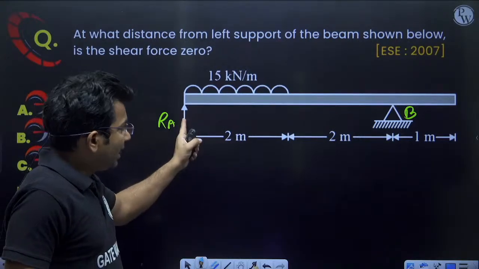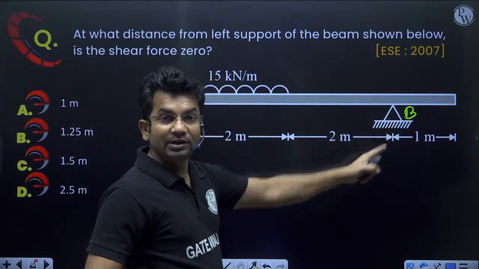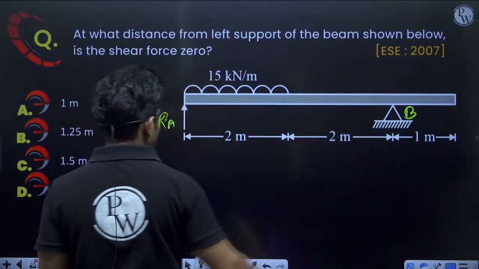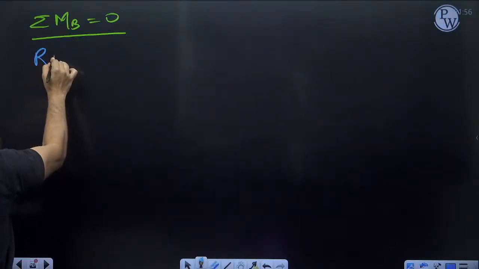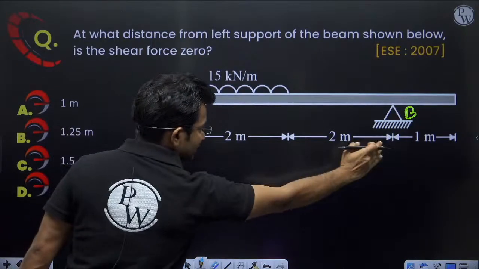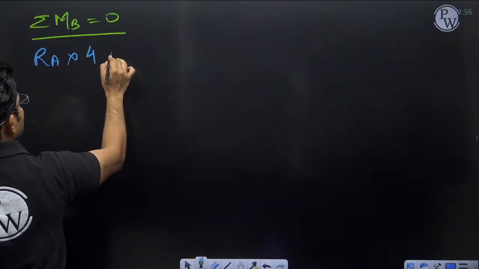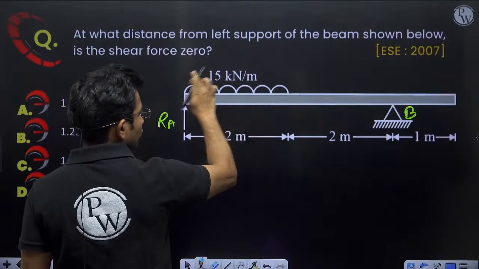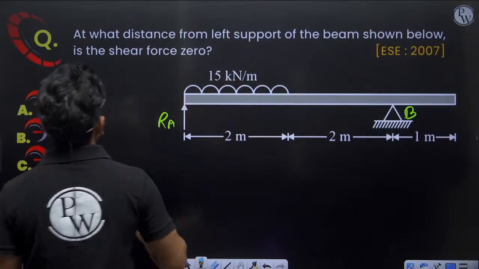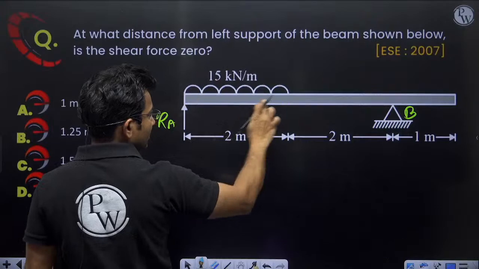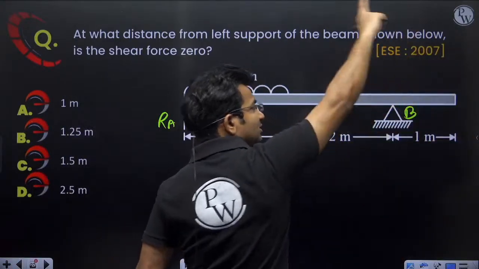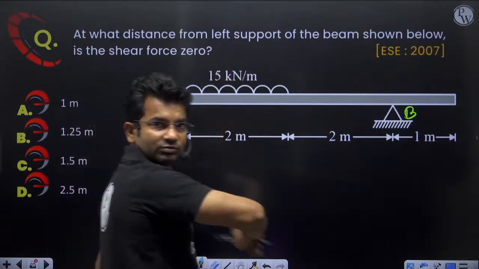Okay, so what will be the moment because of RA? RA into perpendicular distance. What is the perpendicular distance? 4 meter. So RA into 4. Okay, minus, what is the total load here? Total load is 15 into 2. So minus 15 into 2. Now because of this UDL, we will be getting anti-clockwise moment.